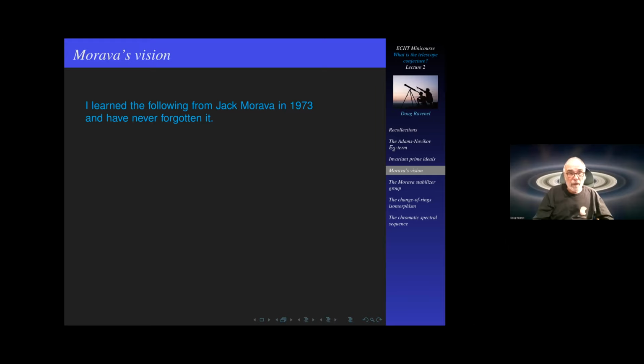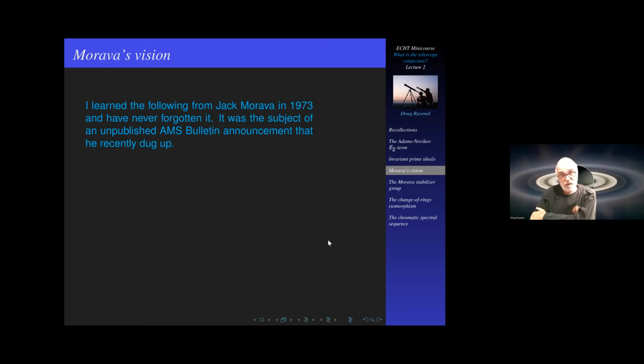Now I'm going to describe a picture that I learned from Jack Morava in 1973, and that was 50 years ago. It's been etched in my brain ever since. It was the subject of an AMS bulletin announcement that was never published, and he recently dug up a copy of it and sent it to me. He found it in his attic, I think. It was very hard to read. I posted it on my archive, and then John Rognes retypeset it, so it's much easier to read now.